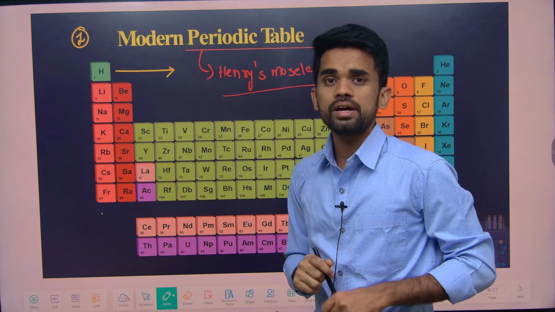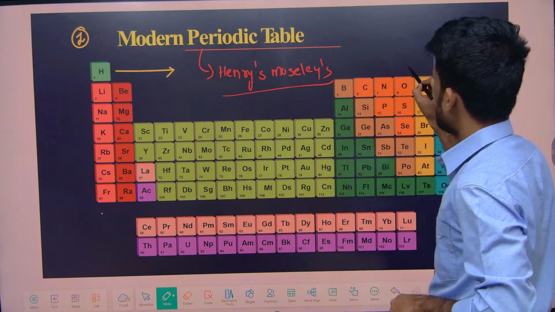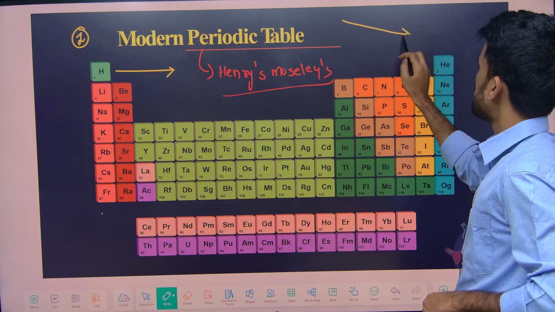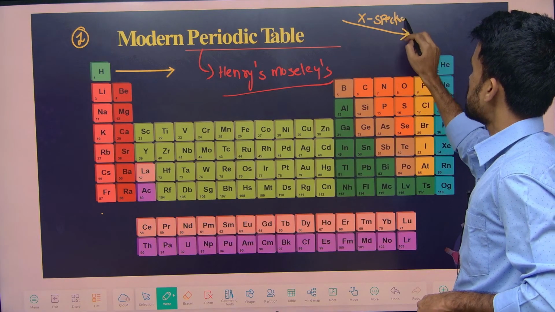Now how did he get to know the atomic number? What he did is he took the elements and took their X-ray spectra.